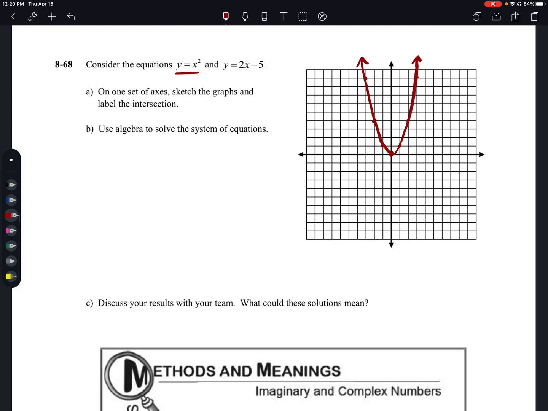And then the second one is just a line, y equals 2x minus 5. So our y-intercept is at -5. We're going to rise 2 and run 1. So now when we connect those, right? There's no intersection point. So it says label the intersection. There is no intersection.